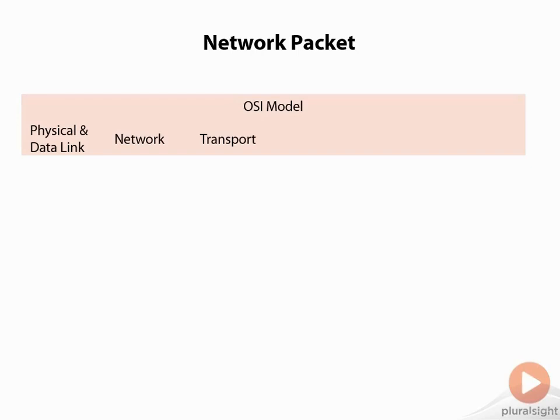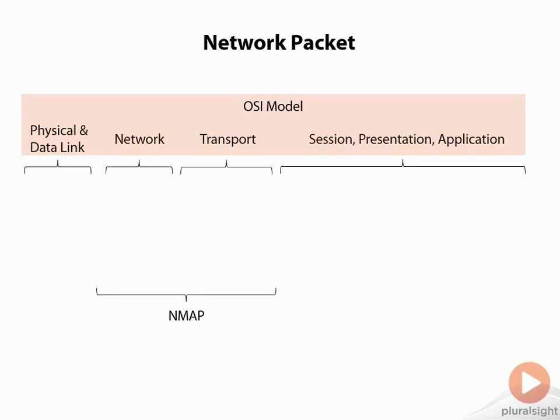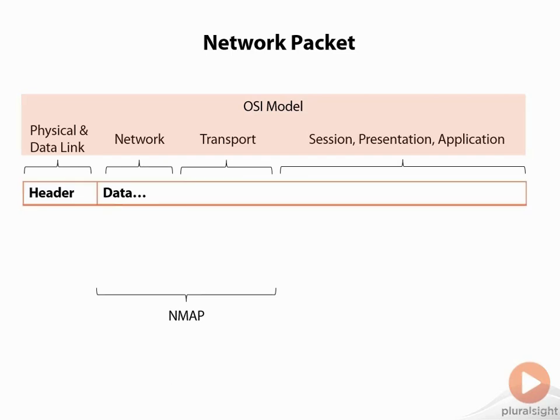All network packets are constructed as a series of nested envelopes, like a stack of Russian dolls. According to the OSI model, the outermost envelopes are the physical and data link layers. Next come the network and transport layers, and finally, the session, presentation, and application layers. Nmap operates at the network and transport layers, so we'll be focusing our discussion on just those two layers. If you're interested in learning more about the other layers, Wikipedia is a good place to start.